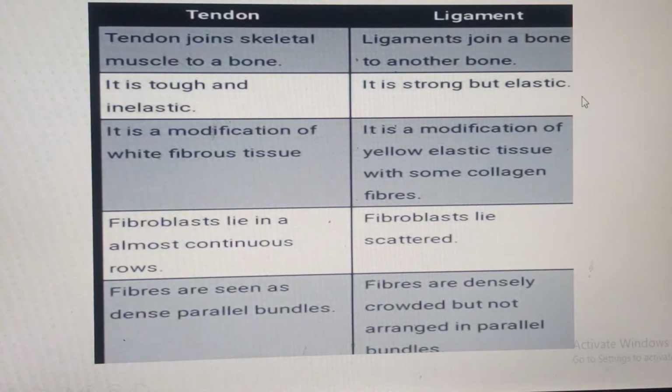Then tendons are tough and inelastic, but ligaments are strong, and sometimes there will be some elastic fibers also present. Then tendon is a modification of white fibrous tissue, but ligament is a modification of yellow elastic connective tissue. So there are some elastic fibers in some ligaments mostly. And then fibroblasts lie in rows, almost continuous. But in most ligaments, the fibroblasts are scattered. The fibers in tendon are seen as dense parallel bundles, but in ligament the fibers are densely crowded but not arranged in parallel bundles. So in some ligaments, that's why I stress that we find what we call dense regular connective tissue. This is the distinction that we have.